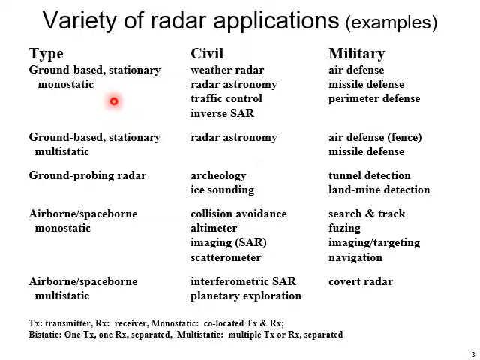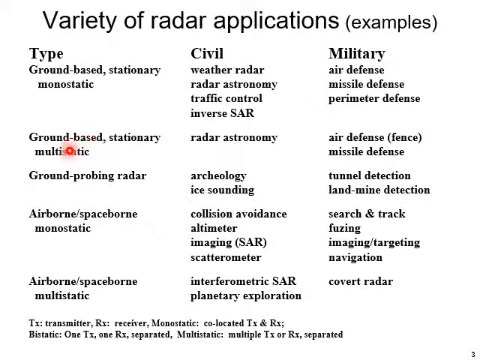If we have a ground-based stationary monostatic radar, that is one type of radar. Monostatic means the transmitter and receiver are in the same geographic location. Now you can divide the applications into two categories. One is civil application, another is military application. For this type of radar, we have different kinds of civil applications like weather radar, radar astronomy, traffic control, synthetic aperture radar, inverse synthetic aperture radar. And in the military domain, we have air defense, missile defense, perimeter defense, and so on.